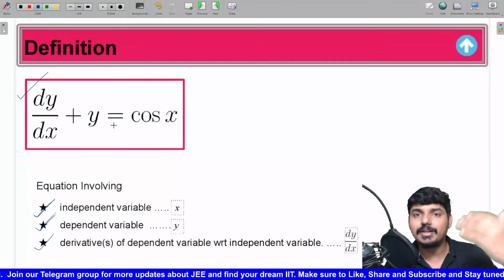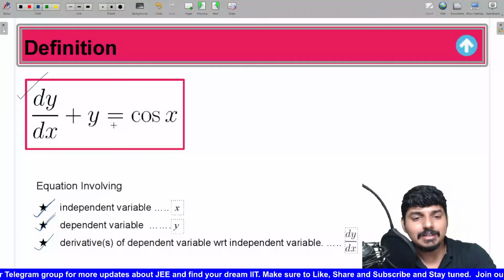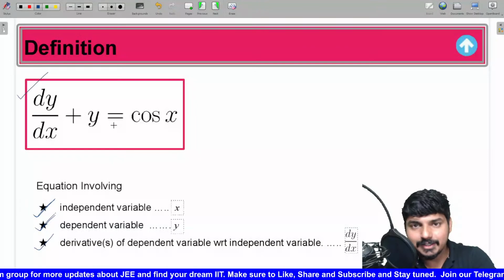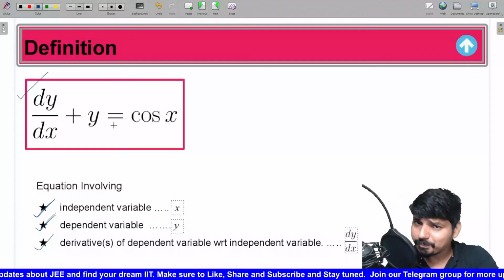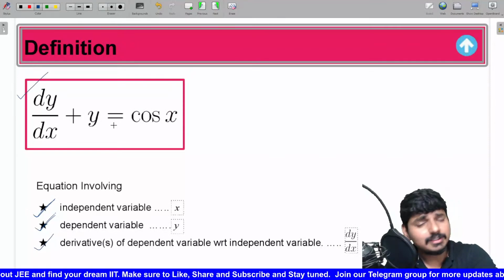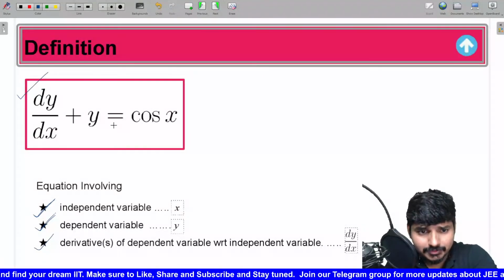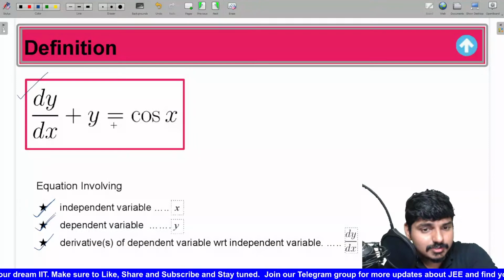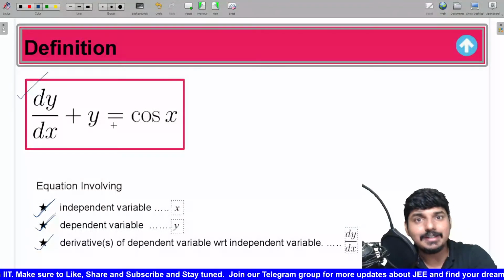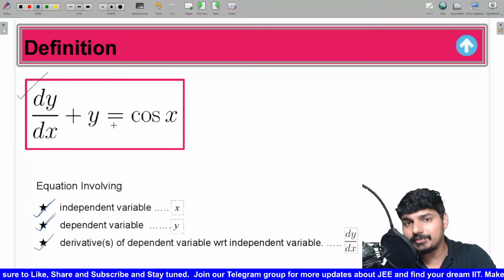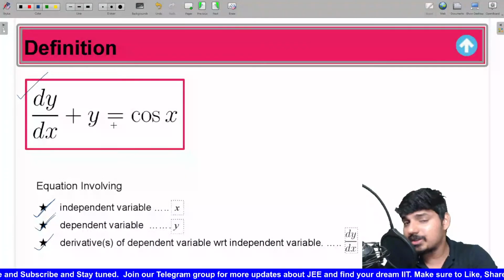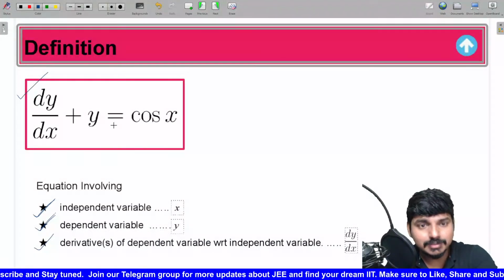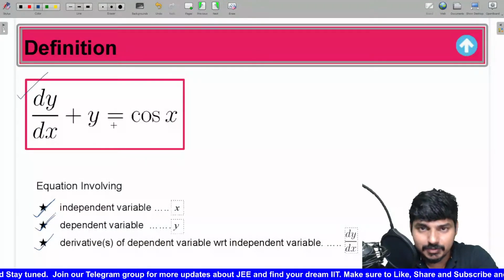So in the case of a differential equation, if an equation contains a derivative, it might be any order derivative, first order, second order, third order. So if an equation contains a derivative of a dependent variable with respect to an independent variable, then that equation is basically termed as a differential equation, everyone.